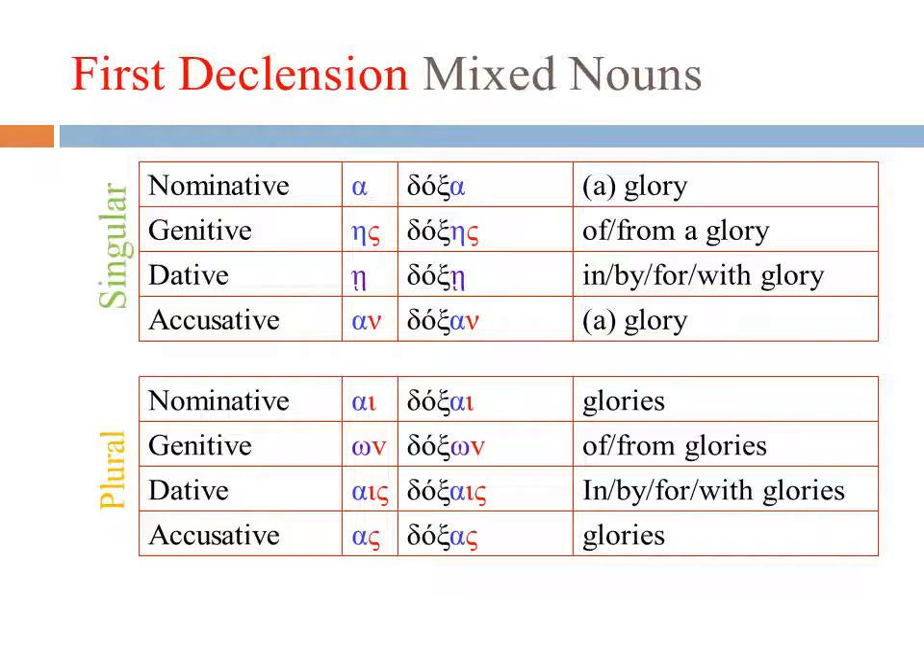First declension nouns either have a root that ends with alpha or eta. Mixed nouns are those whose declension contains both the alpha and eta. This is not as difficult as it seems at first, because the only thing that's affected is the genitive and dative singular. Otherwise, everything else looks like a standard alpha.